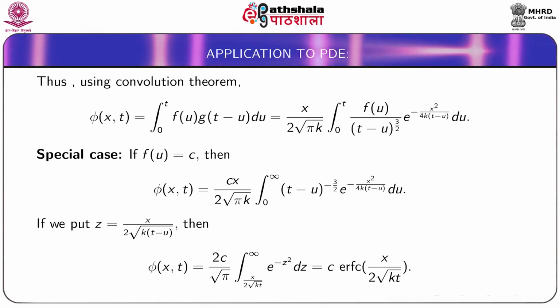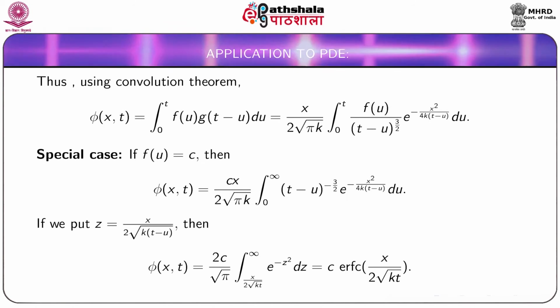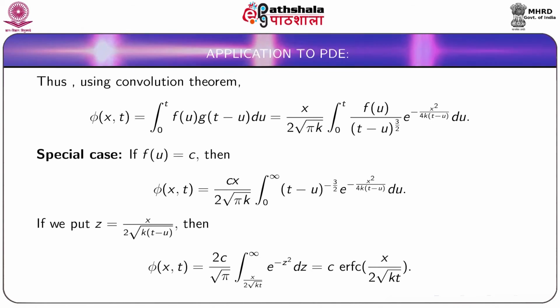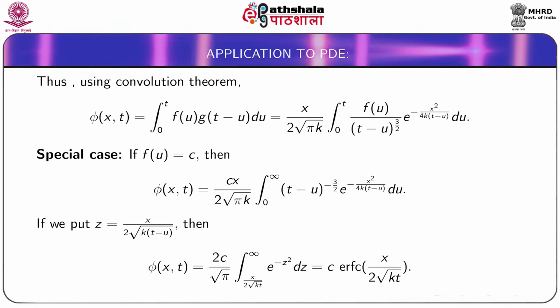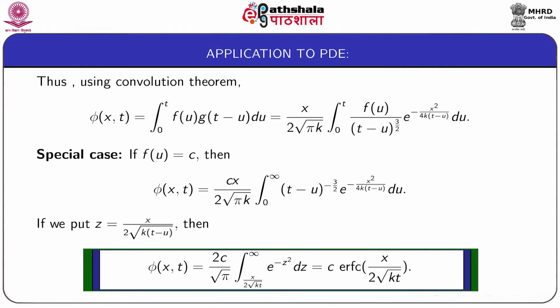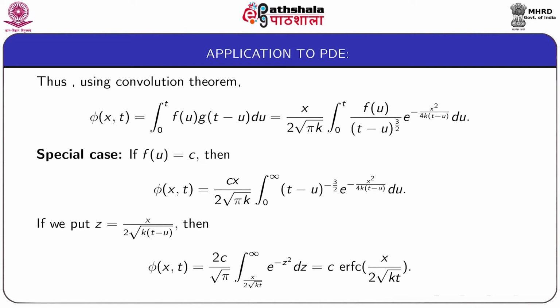If we substitute x by 2 root over kt minus u equal to z, then we obtain phi(x,t) as 2c by root pi integral from x by 2 root kt to infinity e to the power minus z square dz, and this can be expressed in terms of the complementary error function, so that phi(x,t) is equal to c into erfc of x by 2 root kt, and this is the solution of the given initial value problem when f(u) is a constant c.